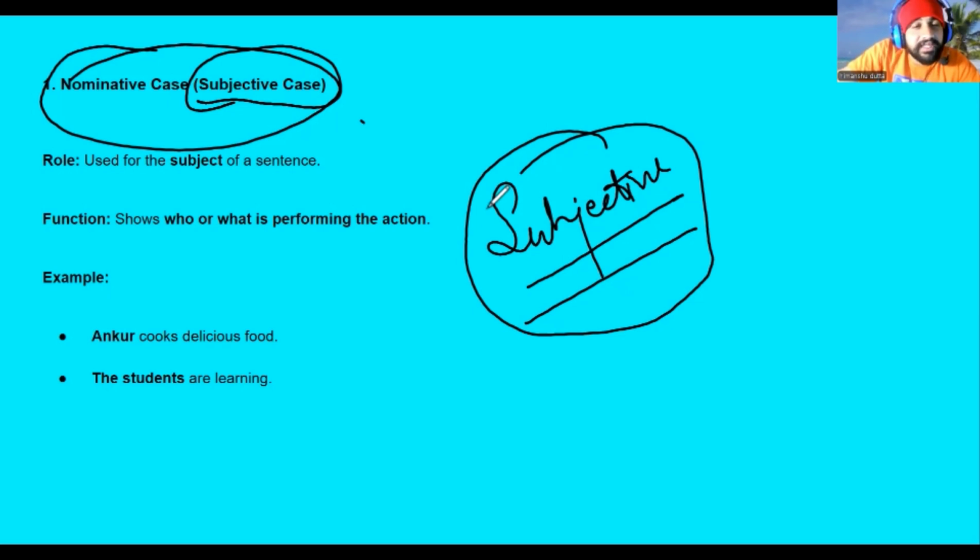If the subject word is written in the beginning, then it will always be the nominative case of the noun, or it can be a pronoun. So always remember that one. The nominative case will always come in the beginning of the sentence. It is used for the subject in the sentence. It is all about the subject in the sentence.